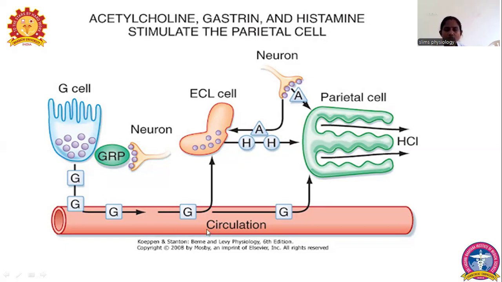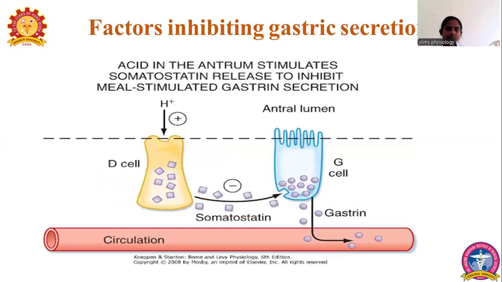From this picture, you can also note down one other thing: the gastrin from the G cell has to come and act on the parietal cell through the blood circulation. Whereas this ECL cell releasing histamine can directly act on the parietal cell, not even entering the blood circulation, because they are present near each other. It can act in a paracrine fashion, directly acting on the receptor present on the parietal cell, especially the H2 receptors. It binds with its receptor and stimulates the release of HCl. So these are the factors which help the stimulation of HCl secretion.